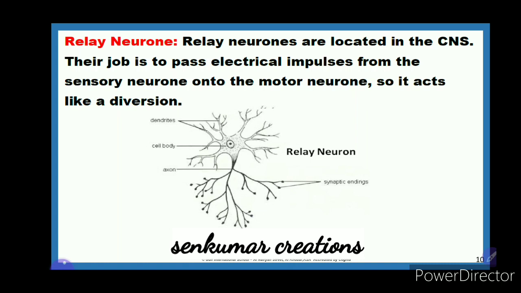That's all. You can see the structure of this relay neuron: the dendrites are present, the cell body is present, the axon is present, the synaptic knobs. So this is the structure. You can see how it looks, and the different structures of the three different neurons found in our body. Okay, students, and next we will see.